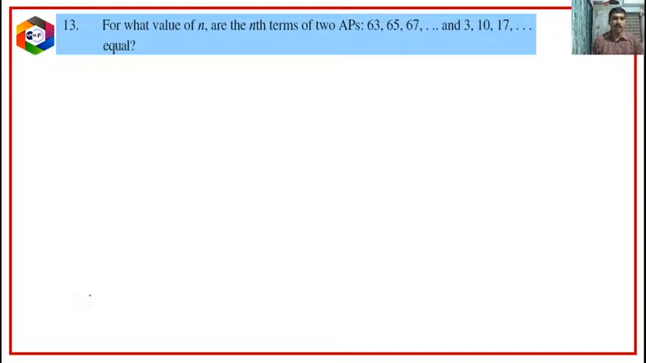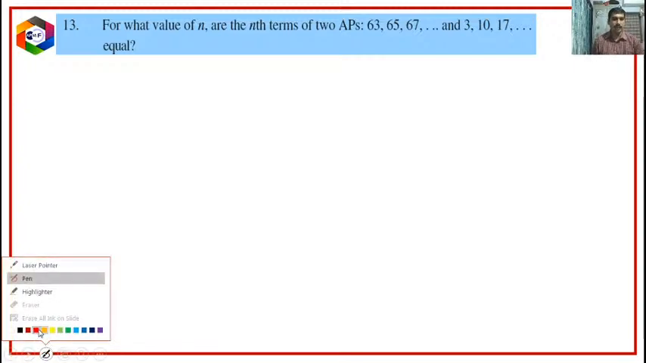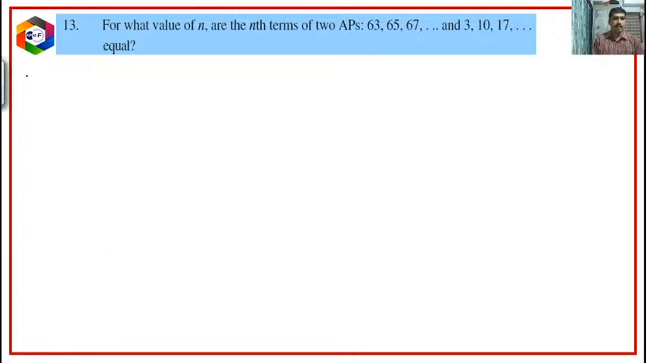Actually, there are two arithmetic progressions here. In this progression and in this progression, the particular nth terms are equal. Nth term means maybe some 8th term or 9th term or 10th term. Whatever that particular term number may be, the value in the second progression is also the same. Then at which term those two are equal, like that it is asked.